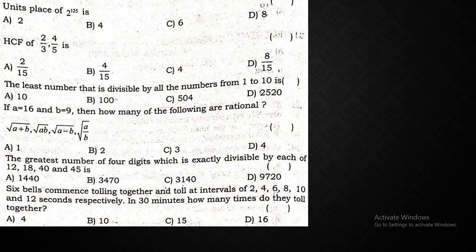Next, moving on to a few more questions. Units place of 2 power 125. If you observe, 2 power 1 ends with 2, 2 power 2 ends with 4, 2 power 3 ends with 8, 2 power 4 ends with 16. So this is nothing but the configuration. If my power is of the form 4n plus 1, it ends with 2. If my power is of the form 4n plus 2, it ends with 4. If my power is of the form 4n plus 3, it ends with 8. If my power is of the form 4n, it ends with 6.